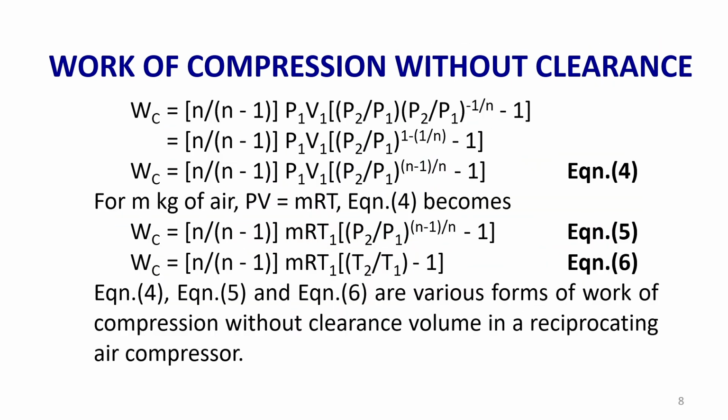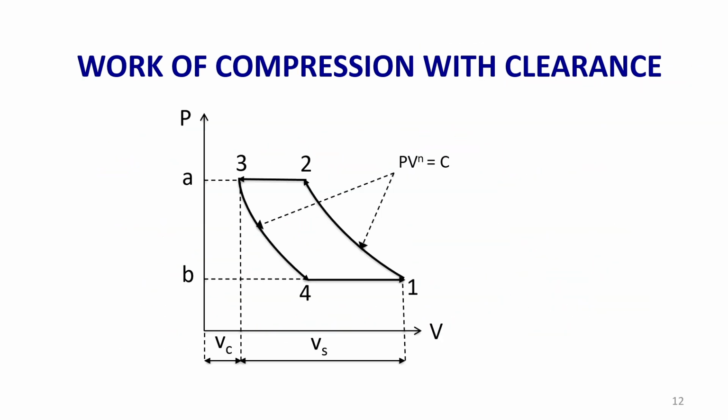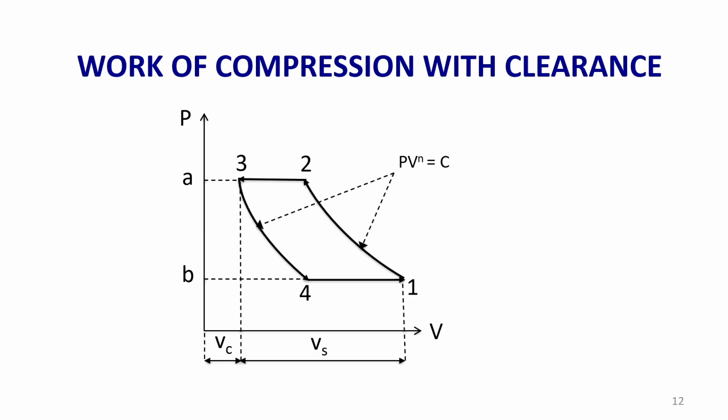So, that is what I have explained here. Now, let us derive the similar one for the compressor with clearance volume. So, this is the work of compressor with clearance volume. This is the clearance volume. The clearance volume here is V3 equal to Vc, and the swept volume is from V1 to V3. So, this is the swept volume, this is the clearance volume. When we add the clearance volume with the swept volume, we get the total volume of the cylinder.